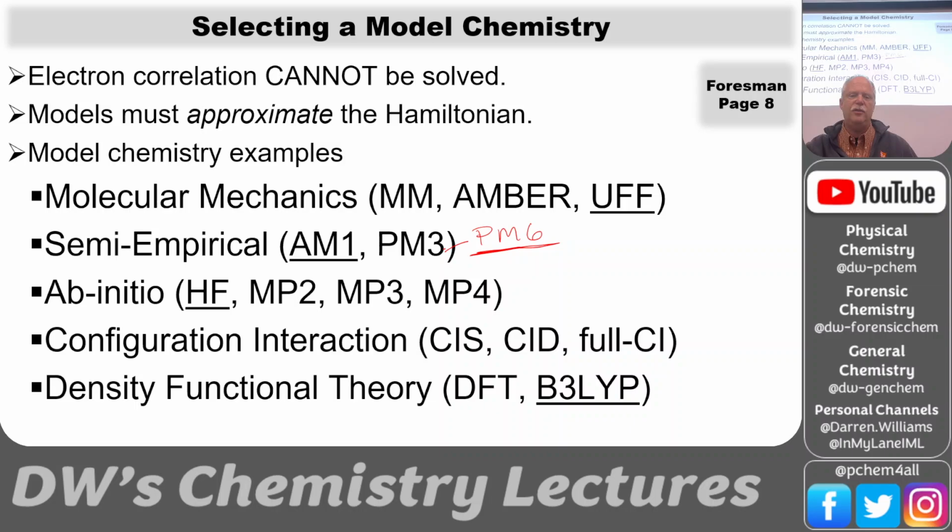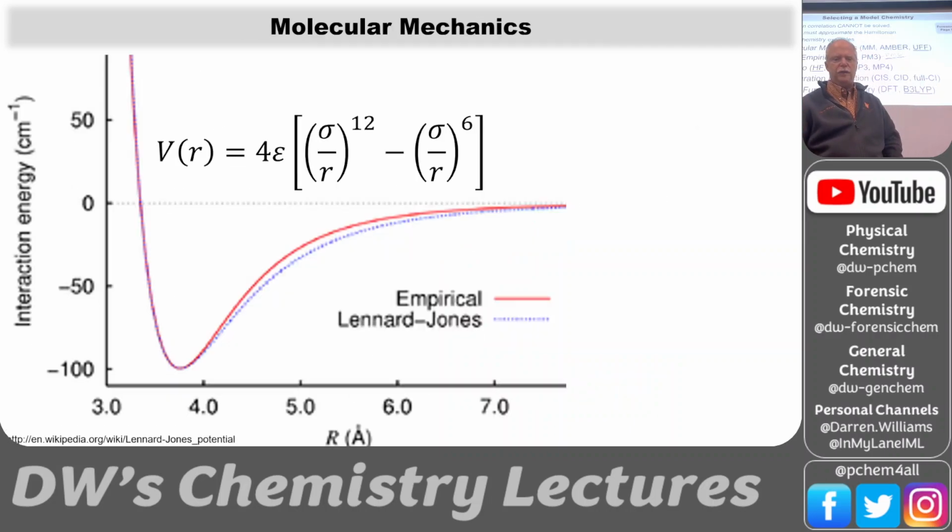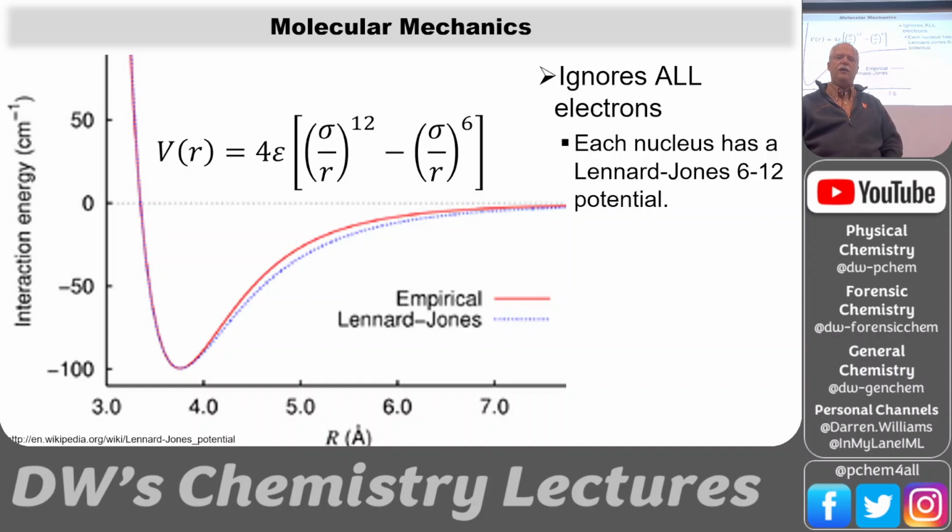And then we have density functional theory, and this is the one we're going to use in class, in the lab. It's just a way, we'll talk about it individually, a way to treat the wave functions, really treating the wave function squared, not just the wave function. So molecular mechanics. It ignores all the electrons. And so you don't have an electron correlation term if you don't have any electrons.